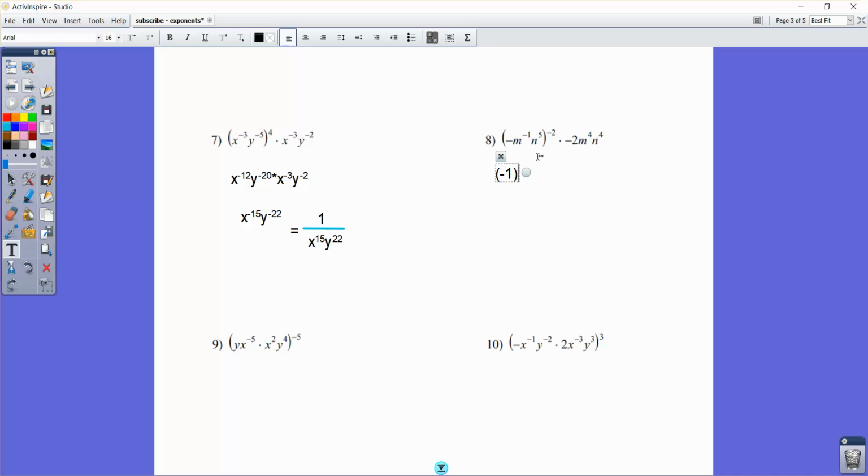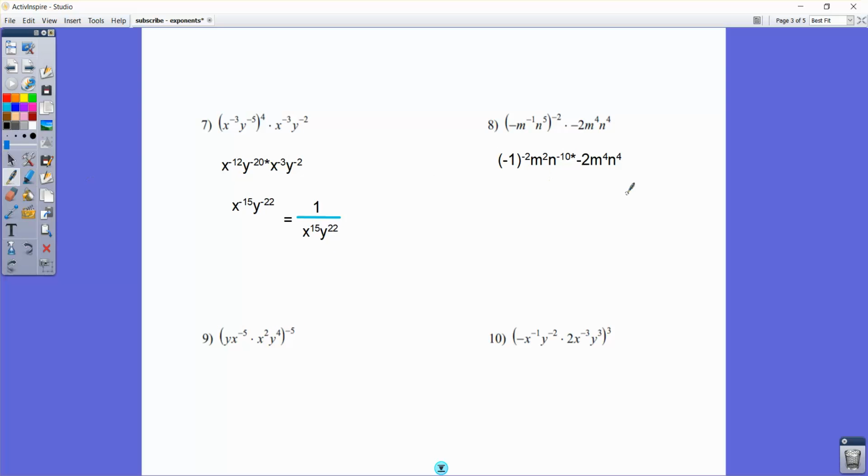Okay, so that means we're going to have negative 1 to the negative second, m to the positive second, excuse me, because negative 1 times negative 2 is positive 2, and then n to the negative 10th, okay? And then that's going to be multiplied by negative 2, m to the 4th, n to the 4th. Okay, so let's talk about what happens here.